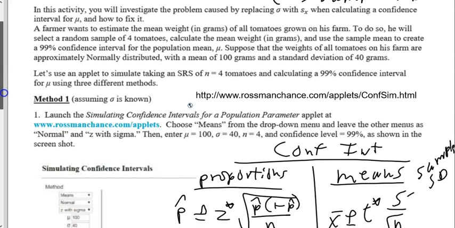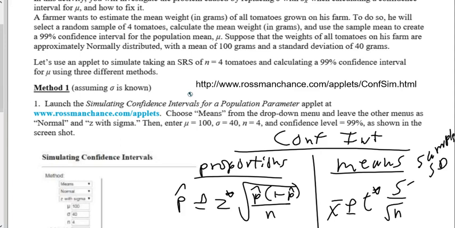All right, so a farmer wants to estimate the mean weight in grams of all the tomatoes on his farm. To do so, he will select a random sample of 4 tomatoes. Now, 4 tomatoes definitely does not satisfy the large numbers condition. It's not greater than 30. So hopefully it's going to be normally distributed. He wants to calculate the mean weight and use the sample mean to create a 99% confidence interval for the population mean. Suppose that the weights of all tomatoes on this farm are approximately normal. Yay. So right off the bat, that tells us we're okay. Even though we don't have more than 30, it's approximately normal. The mean is 100 and the standard deviation is 40.